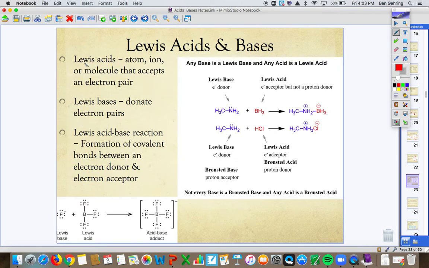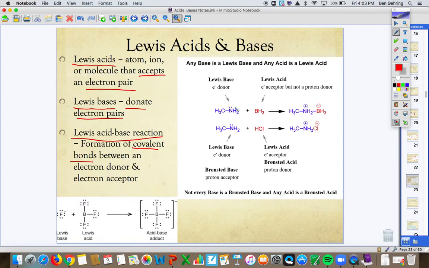Lewis acids. Lewis classified acids as atoms, ions, or molecules that can accept electrons. So hydrogen ions have a positive charge, so they can accept an electron. So Lewis classified acids as atoms, ions, or molecules that accept electron pairs. Bases, those electrons had to come from somewhere. So bases donate electron pairs. So his definition is a little bit different. But when you have a Lewis acid-base reaction, you create a covalent bond between your electron donor and electron acceptor.